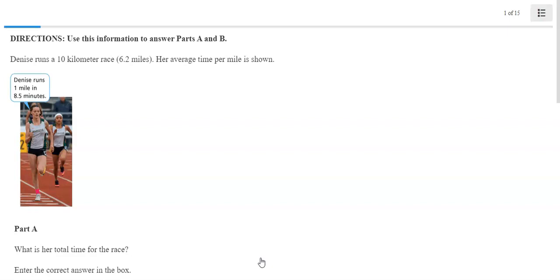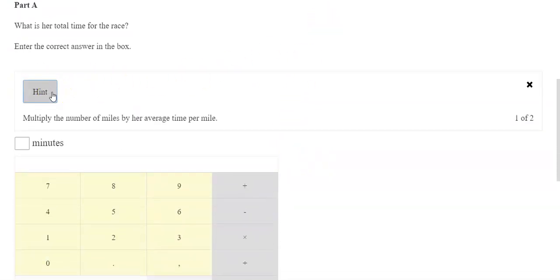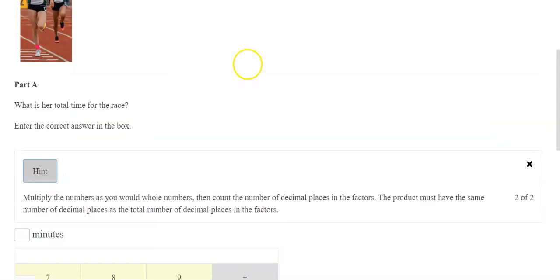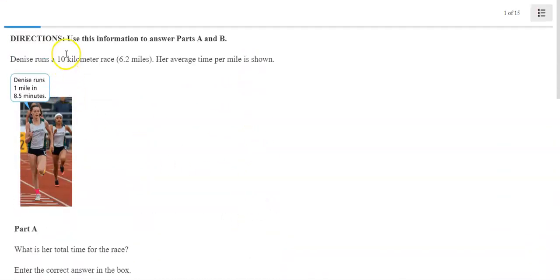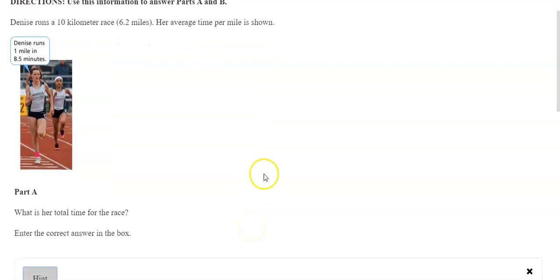Her average time per mile is shown. So Denise runs 1 mile in 8.5 minutes. What is her total time for the race? Hint, we're going to multiply the number of miles by her average time, and then we're going to multiply how we'd normally multiply. They gave you two things here, the kilometers and the miles, but they told us to multiply the miles. So we're going to do 6.2 times 8.5.